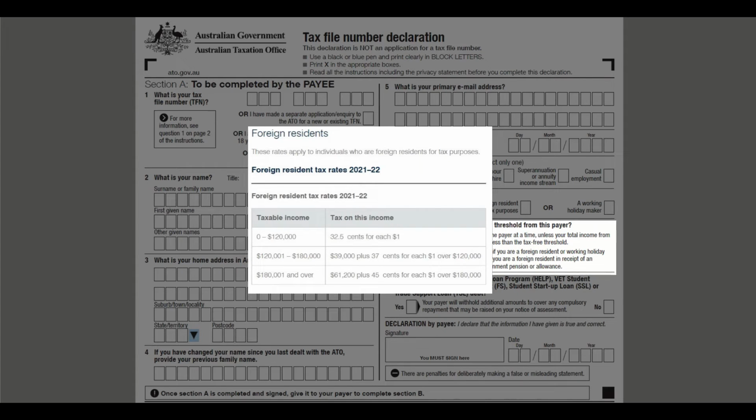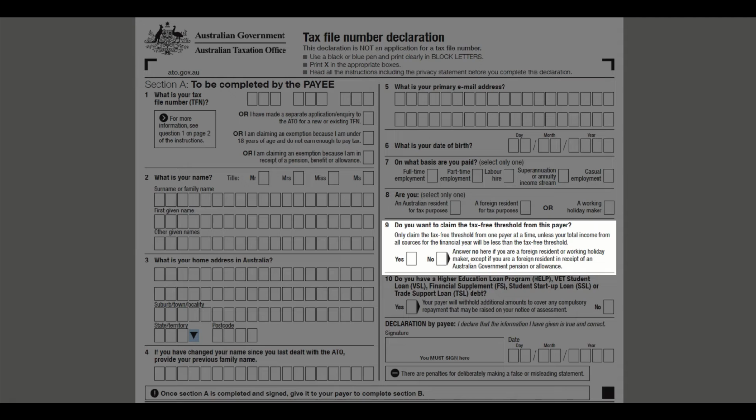However, if you earn a salary or wage from more than one employer, claiming the tax-free threshold for more than one employer can lead to less tax being held than required by the ATO. You are required to claim this threshold for only one employer, and if this is your second job, then you should answer no. If you claim the tax-free threshold with more than one employer, then you will likely have a tax bill at the end of the year when you lodge your tax return, as your employers have not withheld and declared enough tax on your behalf. If you haven't claimed the tax-free threshold at all, then you will likely get a tax refund when you lodge your tax return.